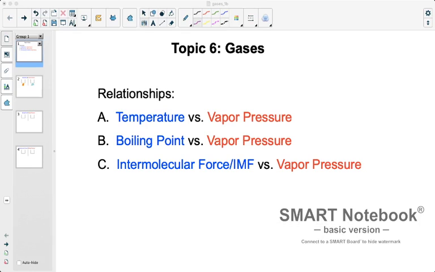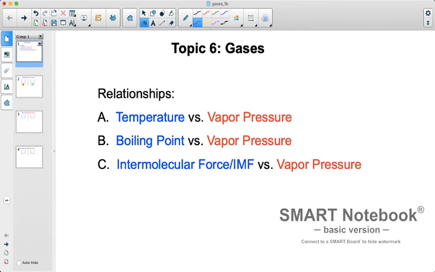Hi everyone. Now that we know the definition of vapor pressure, we are going to look at the relationships of vapor pressure among three different things. In this lesson, we're going to look at temperature versus vapor pressure. We're going to look at boiling point versus vapor pressure. And then finally, intermolecular forces compared to vapor pressure as well.